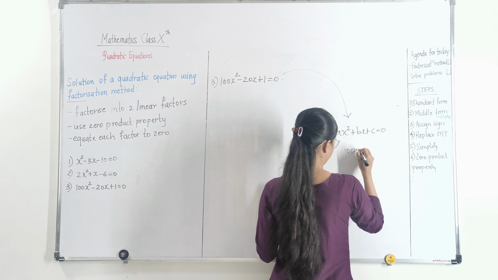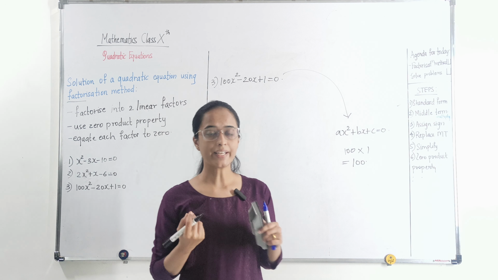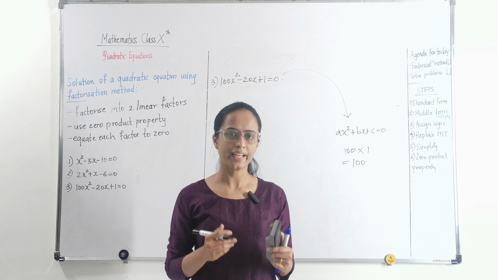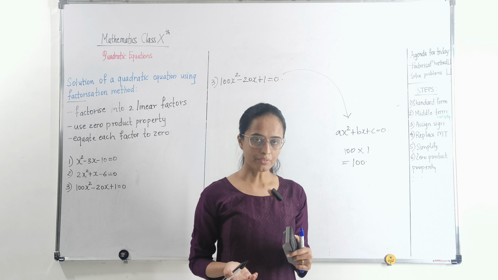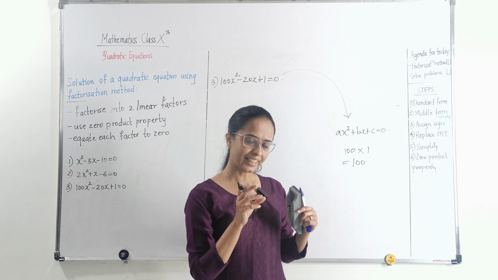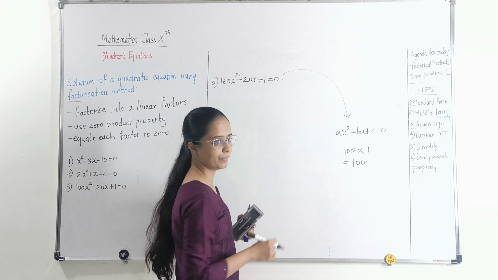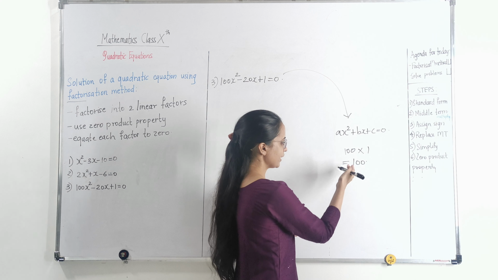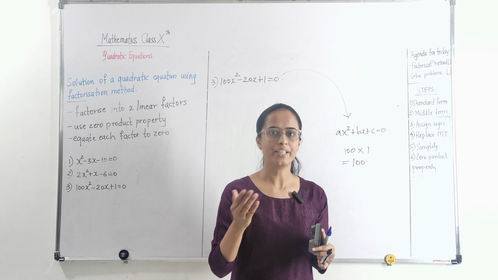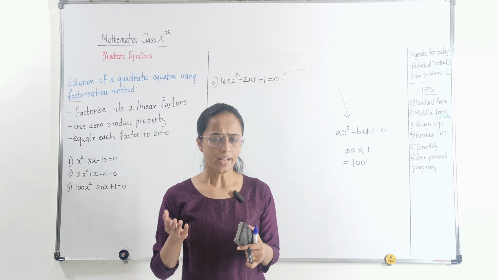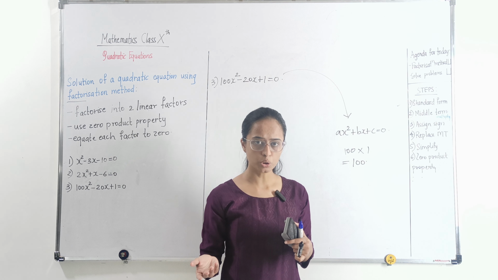So 100 into 1 is equal to 100. Now you have to be very careful while you are deciding the factors because one number can have many factors, right? So that is why you are supposed to be very careful. You are supposed to exactly select those numbers which, when multiplied and added, can give us minus 20. For example, in case of 100, we can also write 100 as 20 into 5 as well as 10 into 2, and there are other factors as well, like 25 into 4 is also 100.